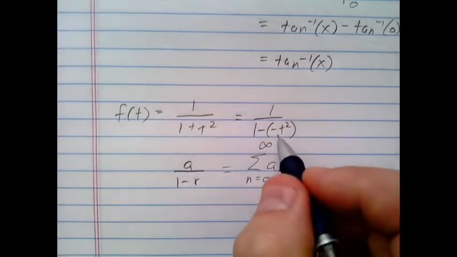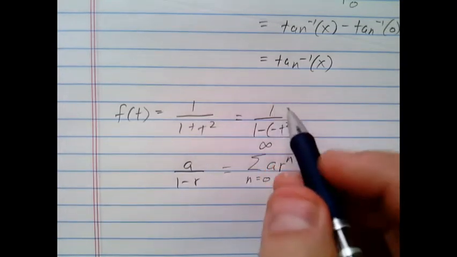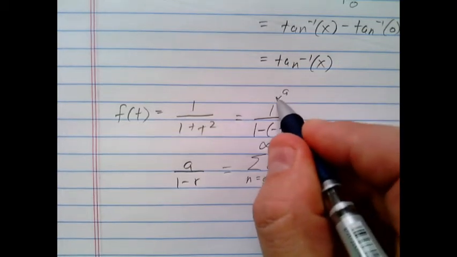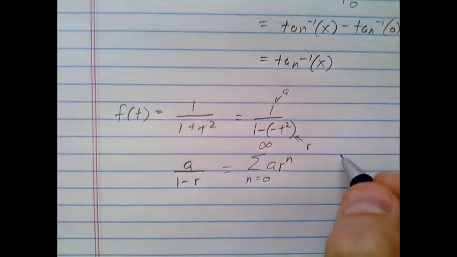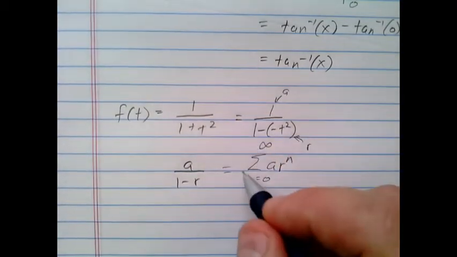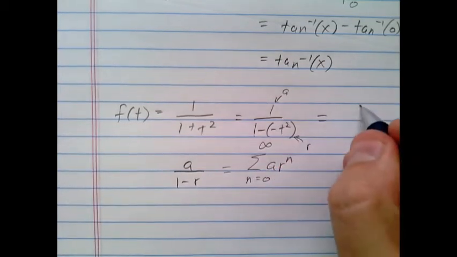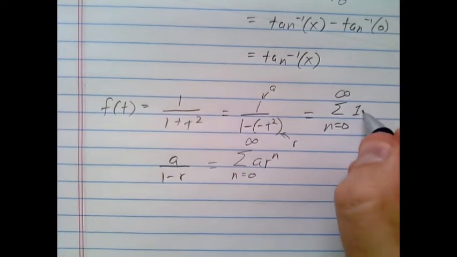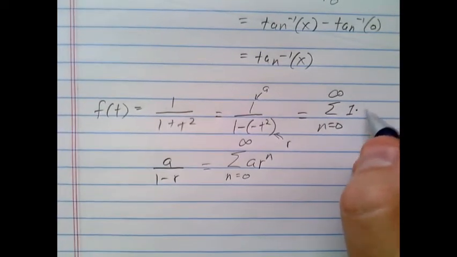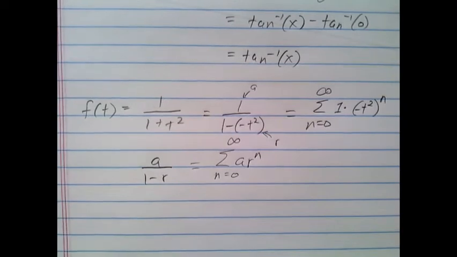Okay, now if I put my function in this form, 1 over 1 minus negative t squared, then I can identify a as being the 1 and r as being the negative t squared. And if I can make those associations, then I can make the jump and say, alright, this fraction should be equal to a power series where n goes from 0 to infinity of 1 times, alright, 1 is my a, and my r is this negative t squared, so that needs to be raised to the n.